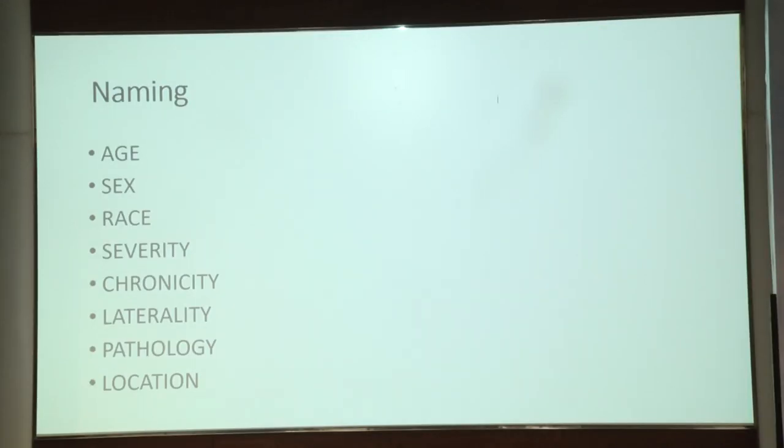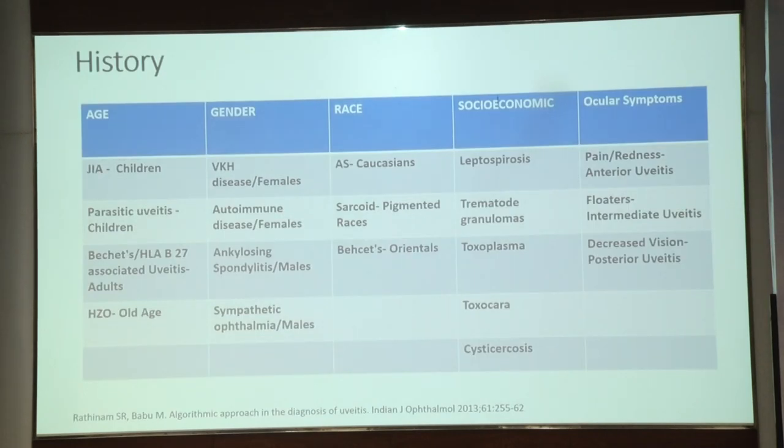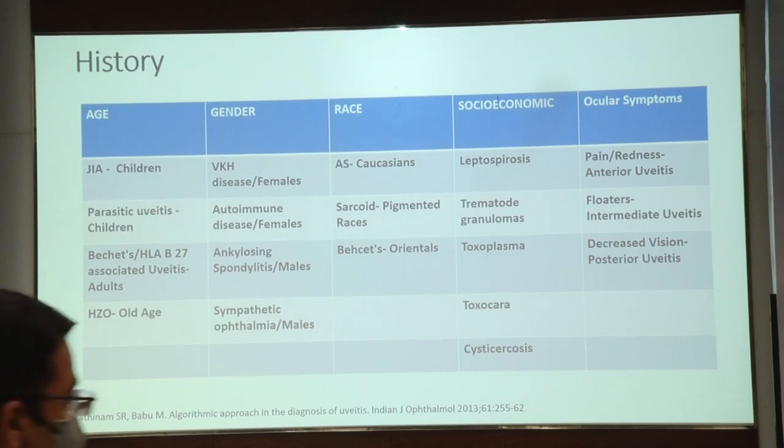So we have to look at the age, gender, what is the race, severity, what is the chronicity of the attacks, what is the laterality and what is the pathology. And again, location of the inflammation is the most important thing. So just going through this part of the presentation.